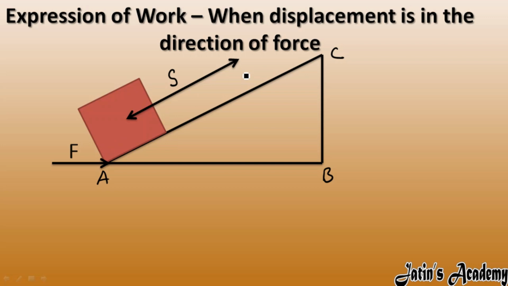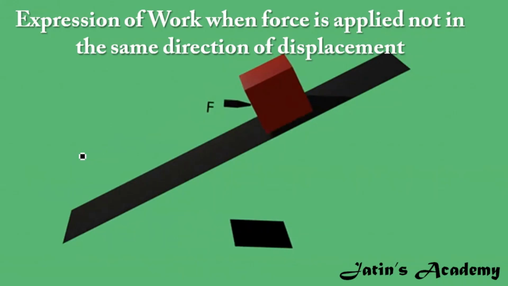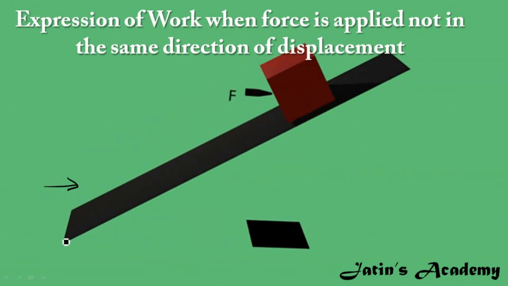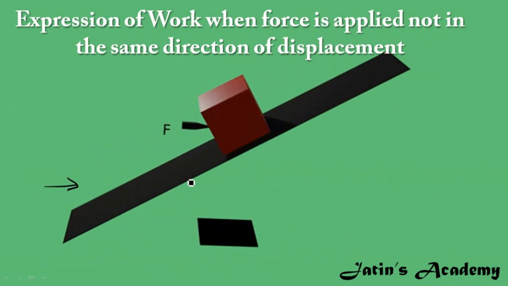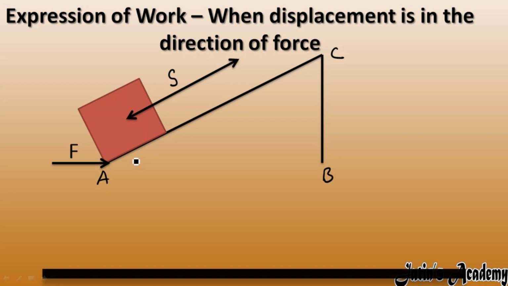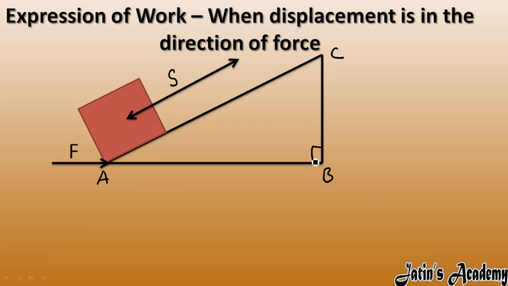AC is the actual displacement covered by the block, but AB is the displacement covered by the block in the direction of force. If you carefully see the block, this direction is the force direction and the displacement covered by the block in the direction of force is this shadow. So this displacement we will now calculate. Here force is here. Now when we make a diagram, this angle is 90°. So this is the displacement which occurs in the direction of force. The angle between the force and the displacement is theta.